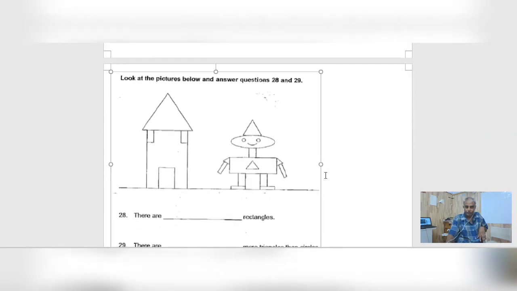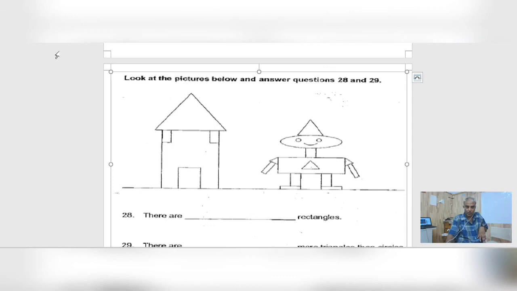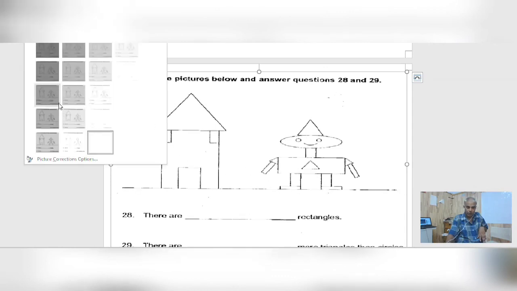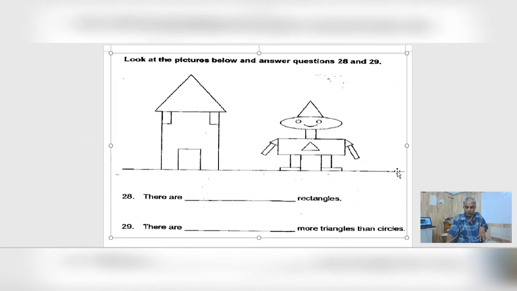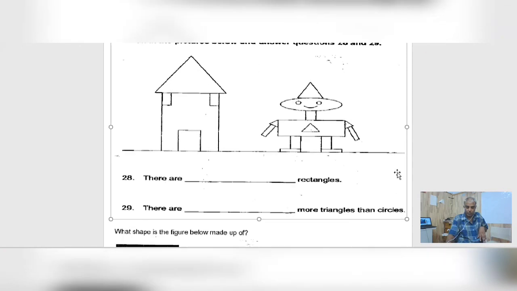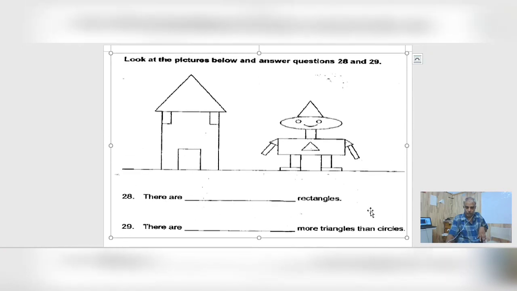And then this question again. I make it a little this way, so that's better. Yeah. So look at the picture below and answer question numbers 28 and 29. So you can see what it says, there are these many. Okay, you can do it. I keep myself quiet.